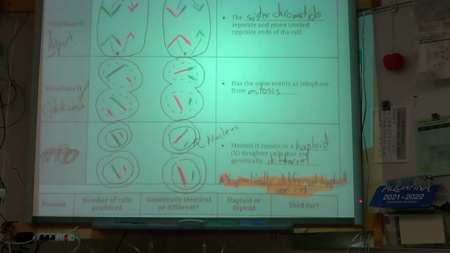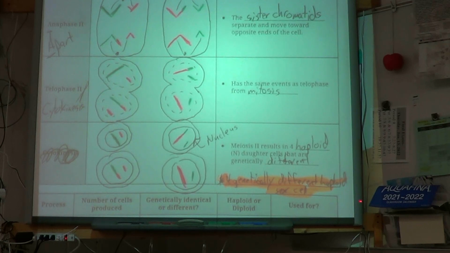In female humans, it does produce four genetically different haploid cells. But because of the division, of those four haploid cells, only one is what we call a viable egg, which is capable of fertilization. So of those four cells, only one is capable of fertilization.